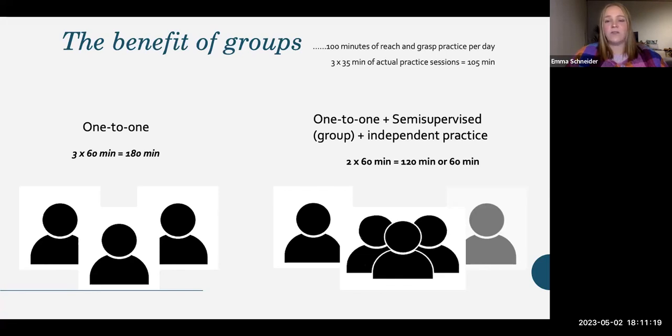And if you are delivering more than 35 minutes, then you should be really proud of the efforts that you're making, because that's more than the standard. So at the moment, if we want to deliver 100 minutes of actual practice, if we were doing one-to-one therapy, we would need to see someone for 3 hours, which is a lot of time.